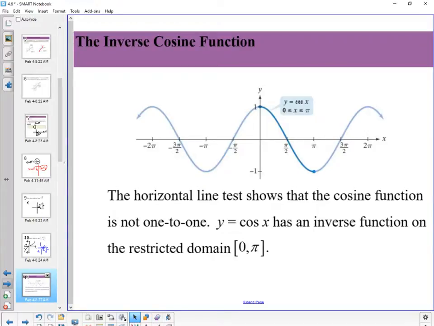Okay, here's cosine. Now cosine we can't do that bit either. This one doesn't cross the 0. For cosine, we take the piece from 0 to pi. And obviously you can see that that one would have a reciprocal there.